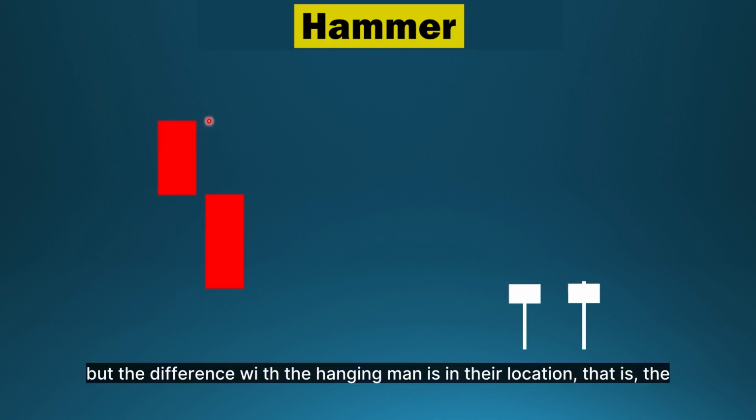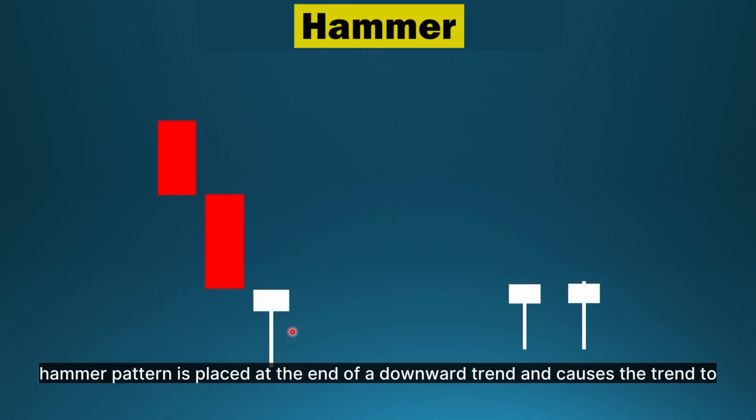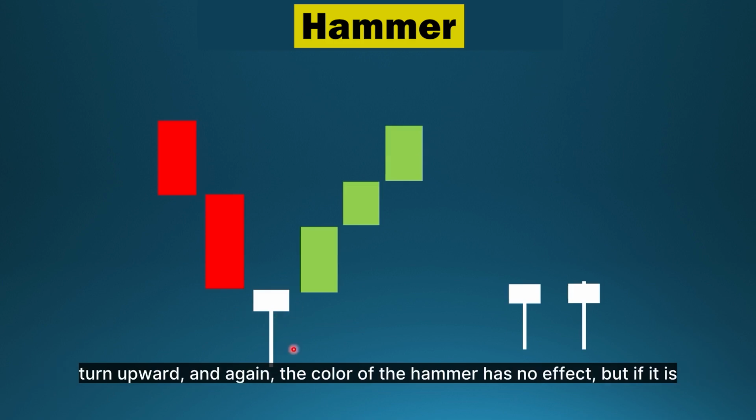But the difference with the hanging man is in their location. That is, the hammer pattern is placed at the end of a downward trend and causes the trend to turn upward. And again, the color of the hammer has no effect, but if it is green, it will be more valid.